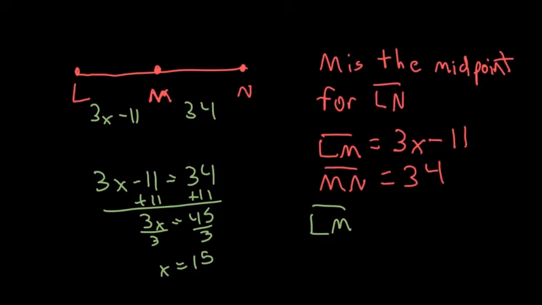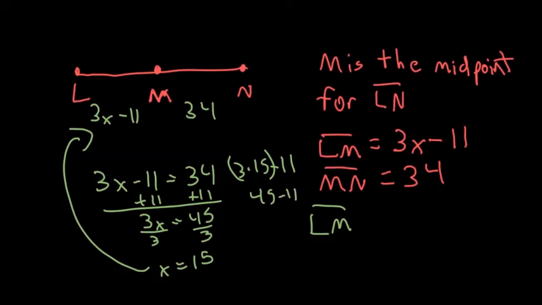And if we put that back into the formula, we should get 34 out, since the two line segments are congruent. So let's just double check it. 3 times 15 minus 11. So 3 times 15 is 45. Minus 11 would equal 34. So we just proved that they are the same. So we know we did it right.